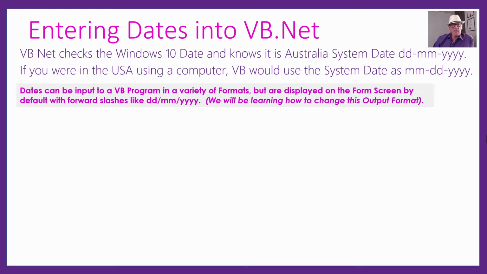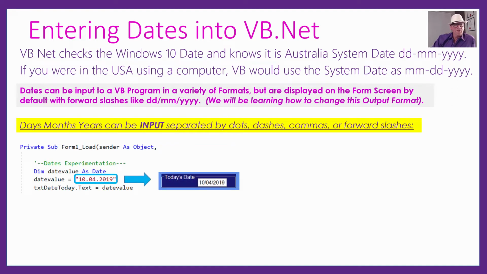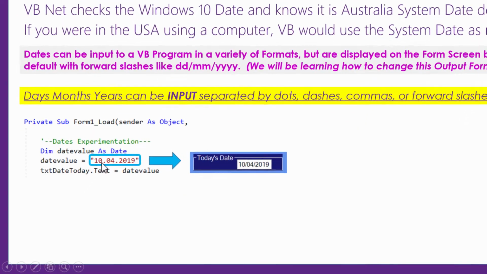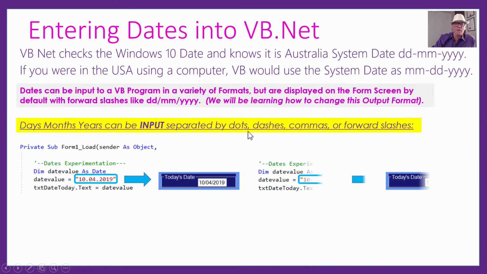And the dates can be input into your VB program in a variety of formats, but the default way of displaying them on the screen is with those forward slashes. But we'll learn how to change that output later on, shortly in this lesson. But let's just look at getting things input. So to input dates, you can separate them by dots, dashes, commas, or forward slashes. They all work. So you can actually put in a date as shown here, 10.04.2019, and when you put it into your text box on your form, that'll all work fine, and it'll just have the forward slashes because that's a default for output.